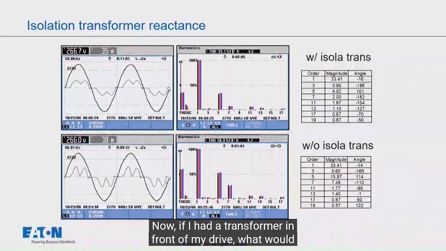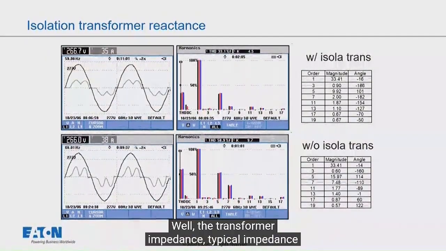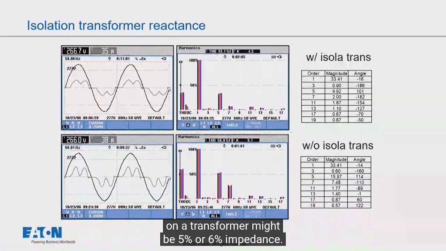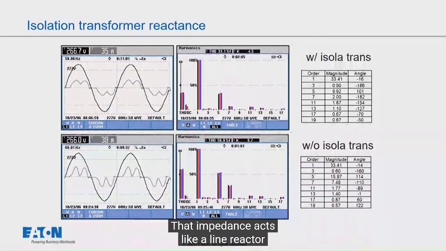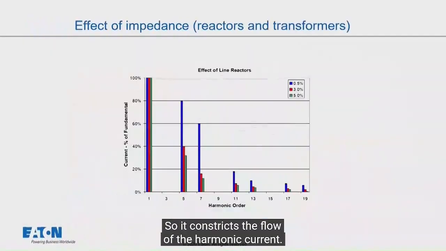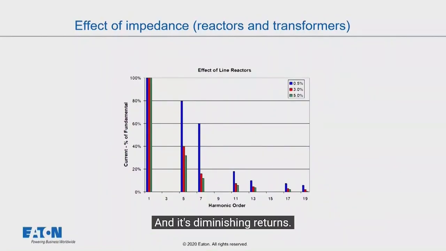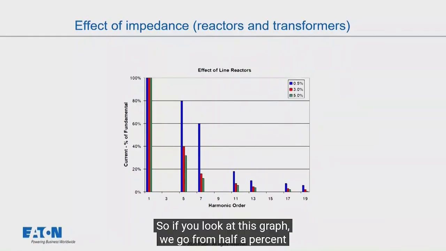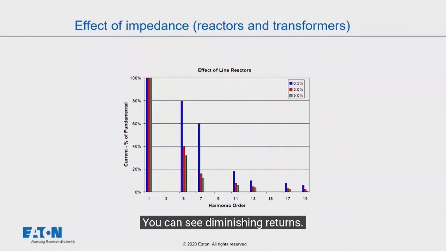Now, if I had a transformer in front of my drive, what would that do? Well, the transformer impedance, a typical impedance on a transformer might be 5 or 6% impedance. That impedance acts like a line reactor does in front of the drive. So it constricts the flow of the harmonic current. The question is, if I put more impedance in, do I create a significant amount of reduction? And it's kind of diminishing returns. So if you look at this graph, we go from 0.5% to 3% to 5%. You can kind of see diminishing returns.